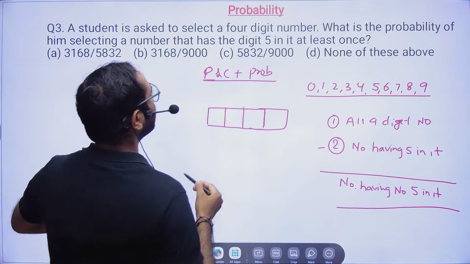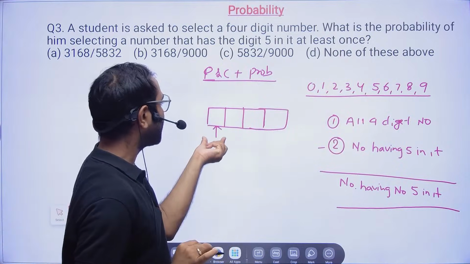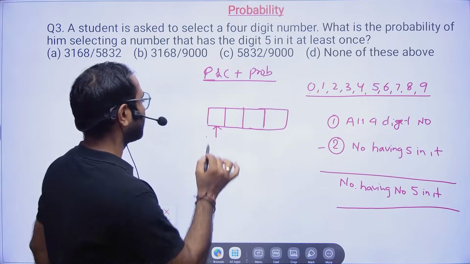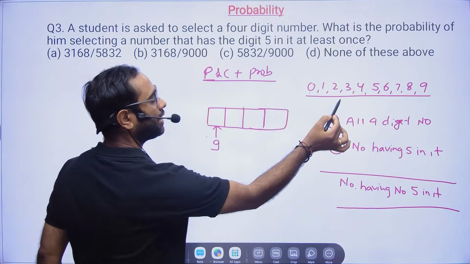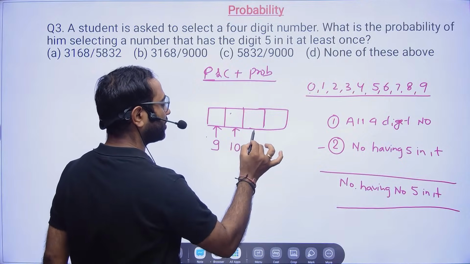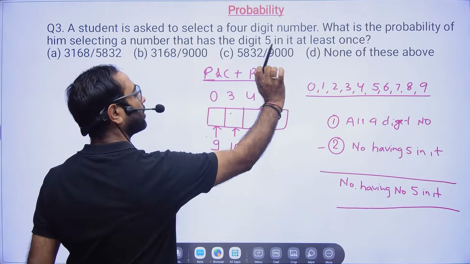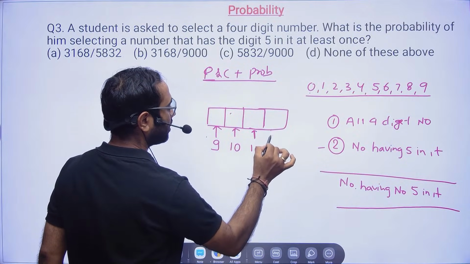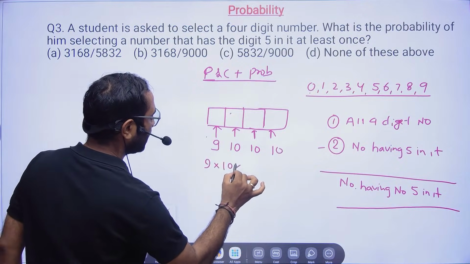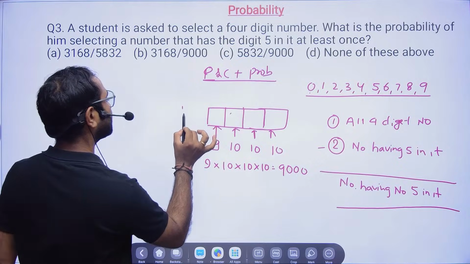Now, let's see. First place, I have a total of 10 digits. How many digits can I put at the first place? 0 I cannot put. If you put 0 at the first place, then it will become a 3-digit number. So I have only 9 choices. Next, sir, I have a total of 10 choices, because here I can put 0. If I put 0 3 4 2, sir, this is a 3-digit number, not a 4-digit number. Here also 10 and here also 10. So sir, the total 4-digit numbers is 9 into 10 into 10 into 10, which is nothing but 9,000. Okay, my first step is clear.